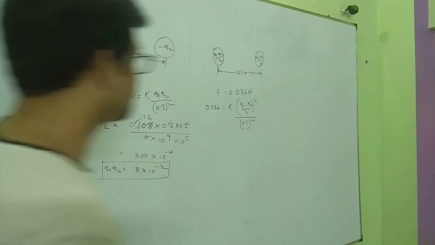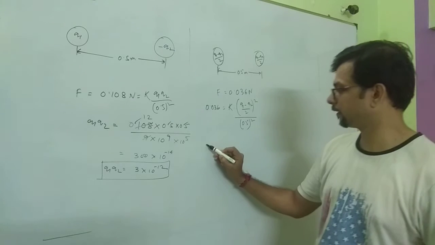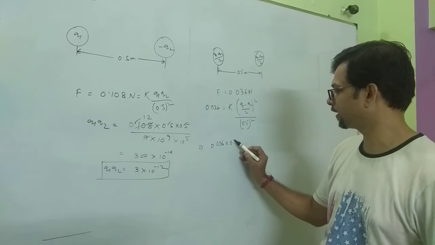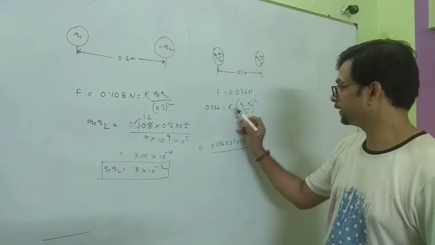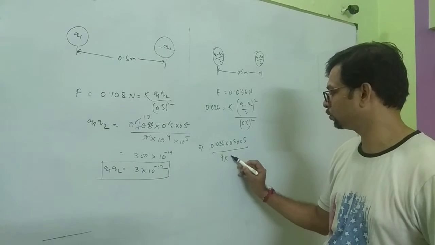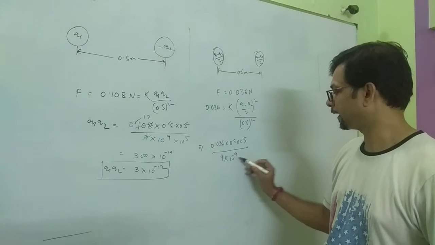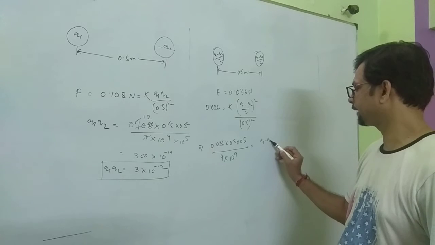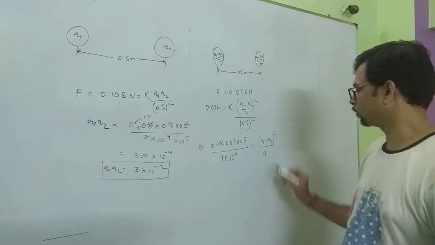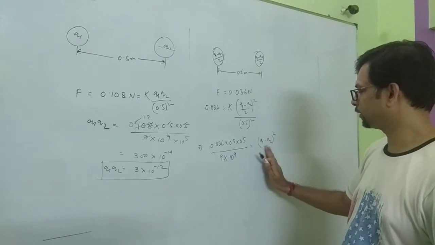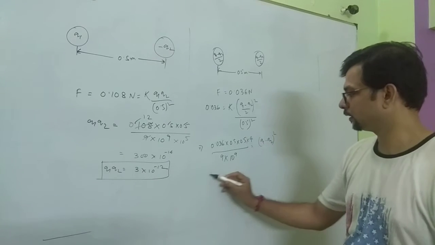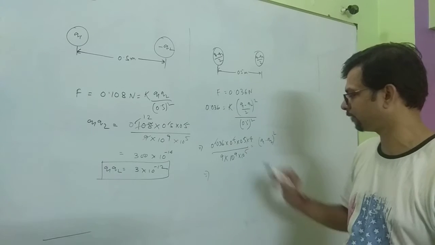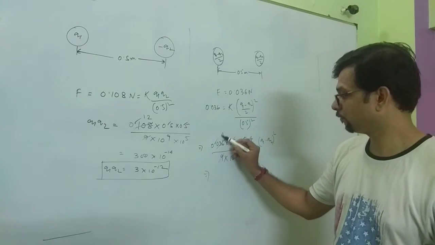Okay. And now here what we can write? We can write 0.036 into 0.5 into 0.5 divided by k, that is 9 into 10 to the power 9, is equal to (q1 minus q2 by 2) whole square. That means (q1 minus q2) square by 4. So this 4 also you can take to that side, so into 4. Again if you remove this point and this point, it will be 10 to the power 5. So it will be 4.